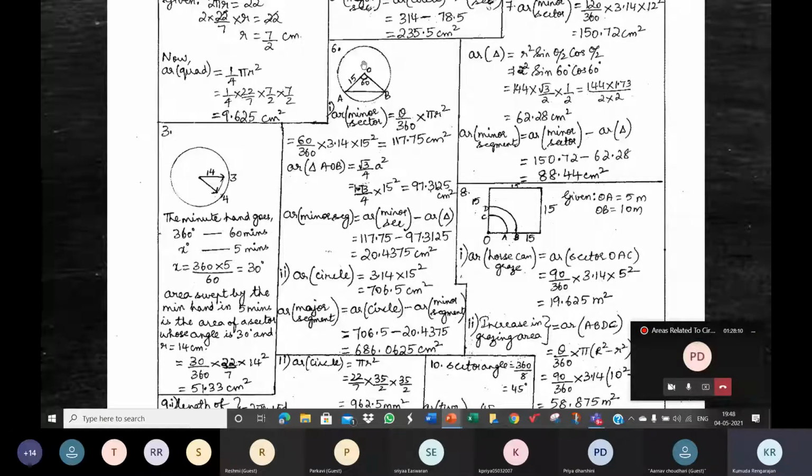So what do you see inside the major segment? You see a triangle and you see something like this, which is the major sector. So the major segment is a combination of the area of the triangle together with the area of the major sector. If you add the area of the triangle and the area of the major sector, that will give you the area of the major segment.